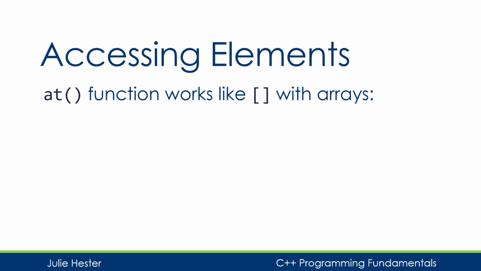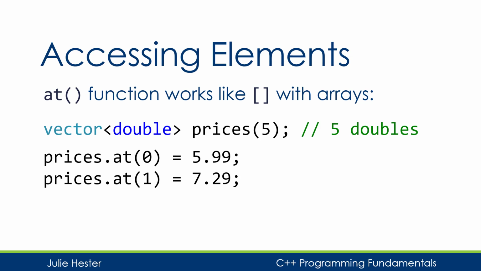Once we've created our vector, we'll want to access elements, and we could use the square brackets like we do with arrays, but it's better to use the at function. And that allows us to take advantage of the vector array processing. So here I have a vector with 5 doubles, and the vector is named prices. After I've created the vector, if I want to change the value of the first two elements, I can say prices.at and then in parentheses the subscript. Now just like arrays, my first subscript is 0. So when I say prices.at(0), I'm referencing the first element in this vector. And then I can use the assignment operator and set that element to the value of 5.99.